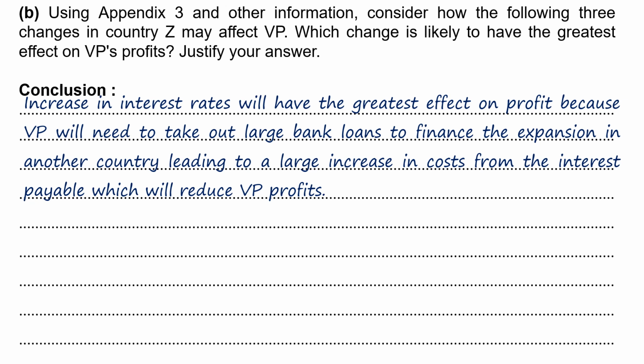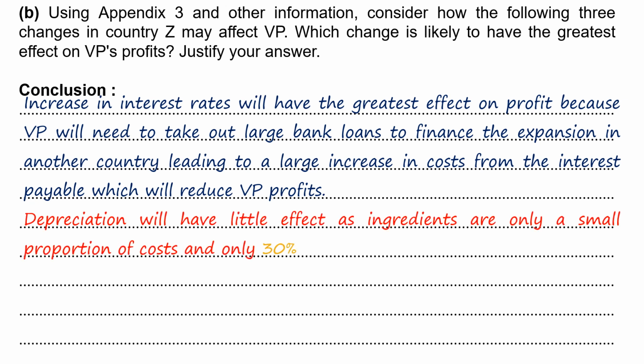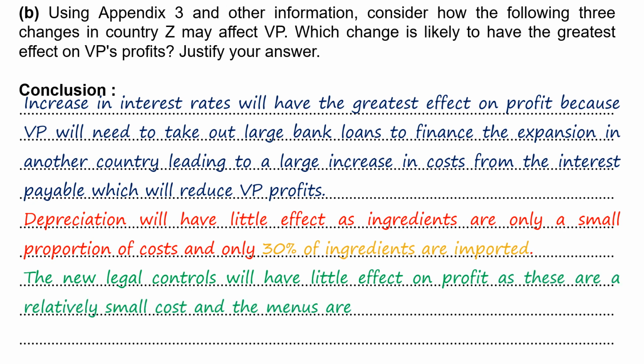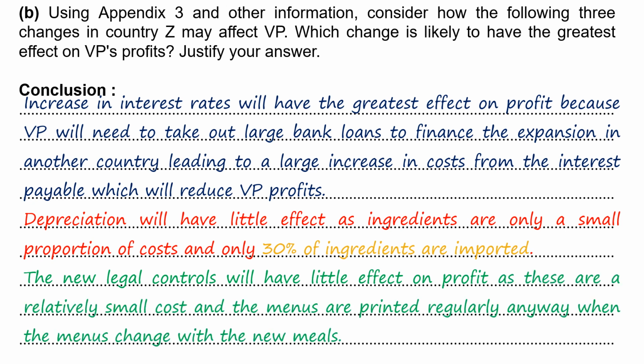Maintenant, why we have rejected the other options. Depreciation will have little effect as ingredients are only a small proportion of costs and only 30% of ingredients are imported. C'est 30% of ingredients are imported, c'est the application mark in your conclusion. The new legal controls will have little effect on profit as these are a relatively small cost and the menus are printed regularly anyway when the menus change with the new meals. Right? This is a perfect model for the conclusion part.